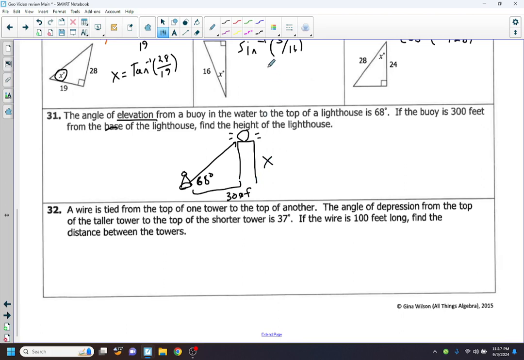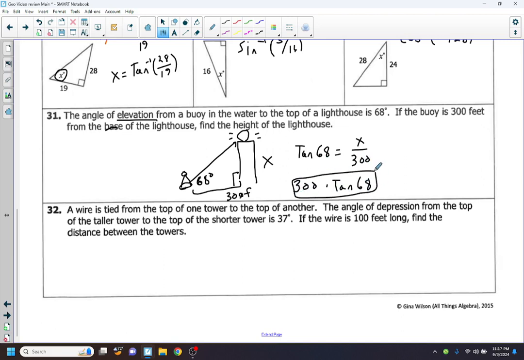Once I draw it out like this, I realize it's just a right triangle, where it's going to be opposite over adjacent. So this is a tan situation. So tan of 68 equals opposite x over adjacent 300. Multiply 300 on both sides: 300 times tan 68. Whatever that is, is your answer.